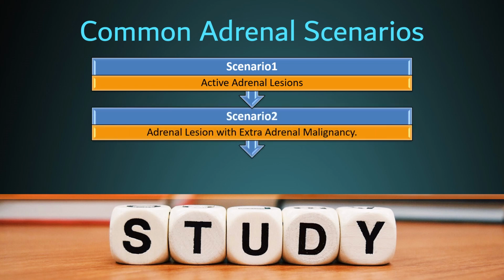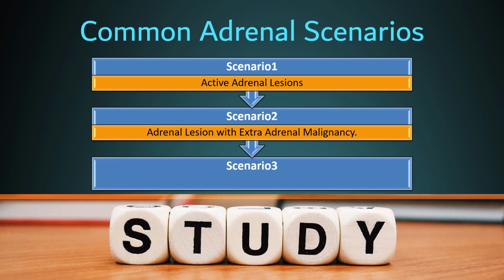The second scenario is when you have an extra adrenal malignancy and during the investigation of this patient you find an adrenal lesion, and your role is to characterize this adrenal lesion. Is it metastatic from the primary tumor or just a benign finding?